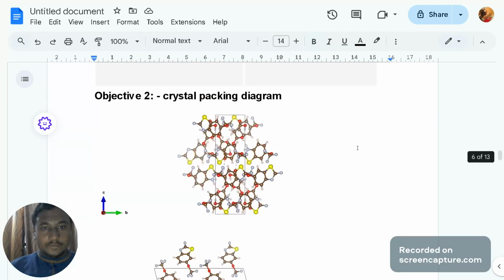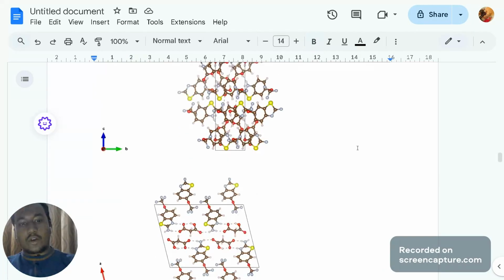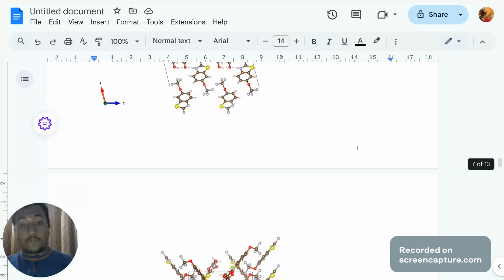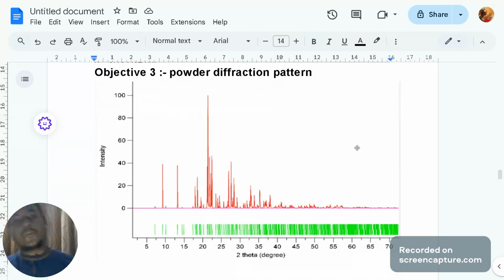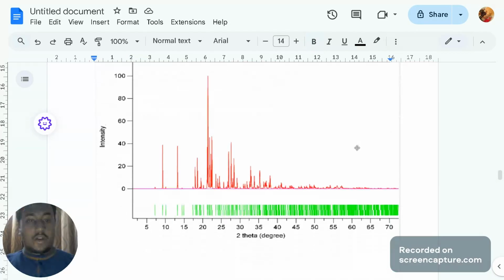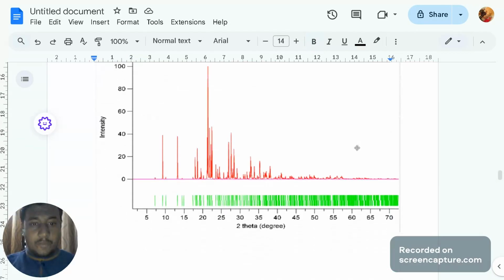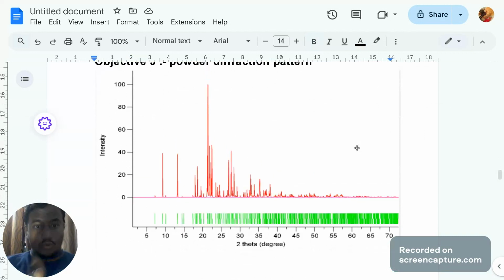Objective 2 was done completely on Vesta software. Here is objective 3, the powder diffraction pattern, where the peaks are obtained. Earlier there were two peaks and in between smaller peaks, but here there is a certain increment in one peak, and all others are smaller peaks.